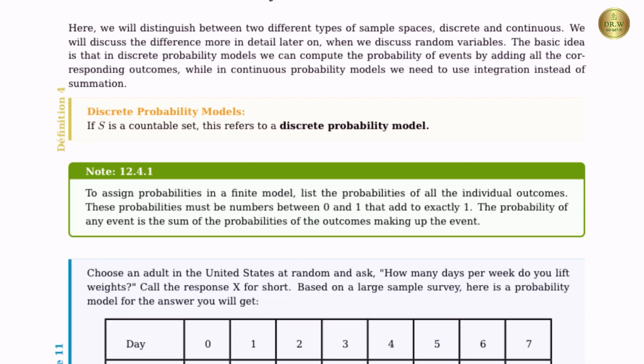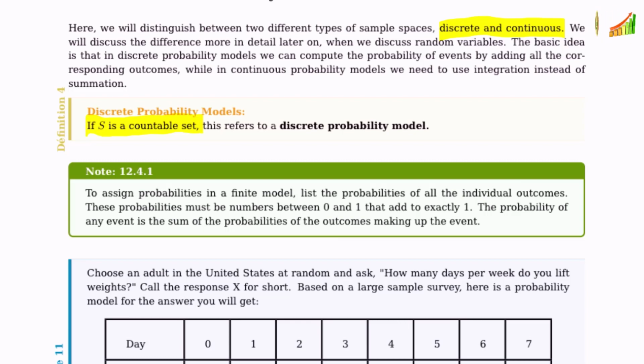This is chapter 12, section 12.4, discrete probability models. There are two types of models, discrete and continuous. In this section, I am going to discuss both of them. First, what is the discrete probability model? If S is a countable set, this refers to a discrete probability model.